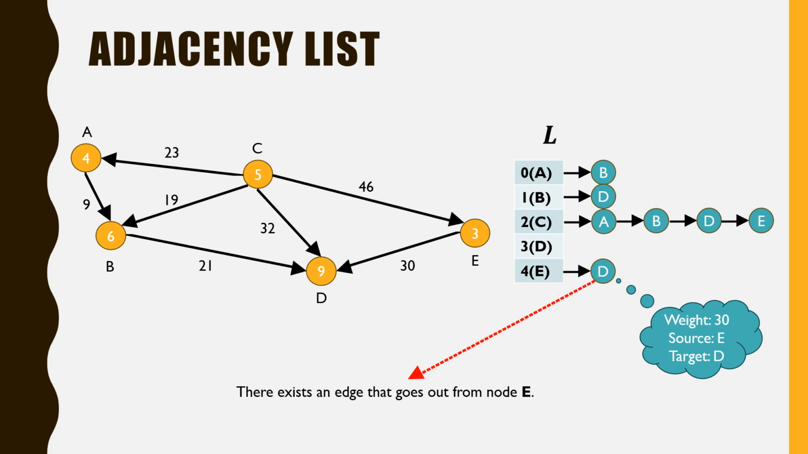Since the graph contains 5 nodes, L is structured as an array of size 5. L4 corresponds to a linked list storing all edges originating from node E. And the highlighted linked list item represents an edge from node E to node D. Each linked list item can be expanded into an object to store additional edge-related information, such as edge weights.